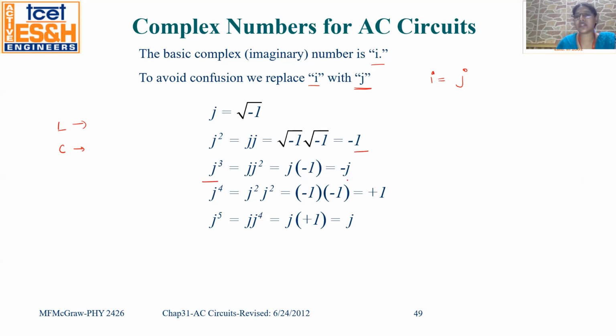If you cube it, then it is minus j. If it is j to the power 4, then it is +1. And if it is j to the power 5, then it is again j.